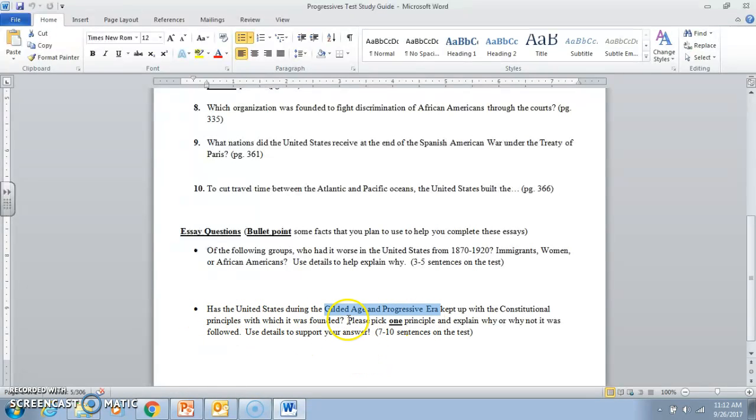So how has the United States during World War I kept up with the constitutional principles? But this essay is going to be how has the United States during the Gilded Age and Progressive Era kept up with the constitutional principles with which it was founded.